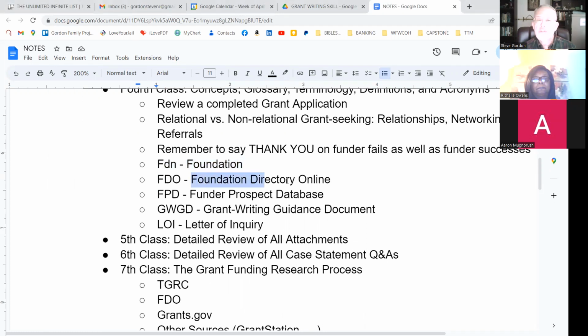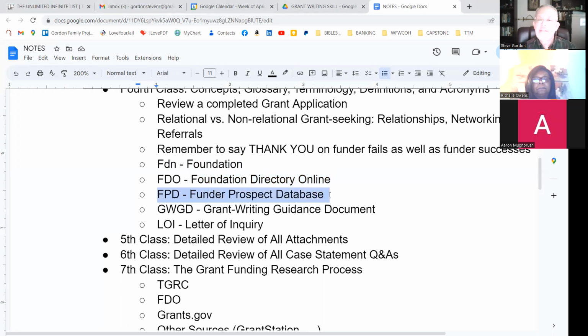FDO is the Foundation Directory Online. That's the big database that you can subscribe to that has all the funders and all the grant information in the United States. We'll talk about FDO quite a bit as we go along. It's run by an organization called Candid, and candid.org has the FDO Foundation Directory Online product. We'll talk more about that later.